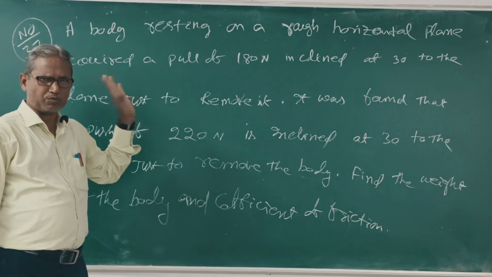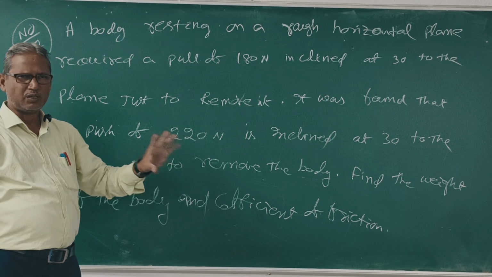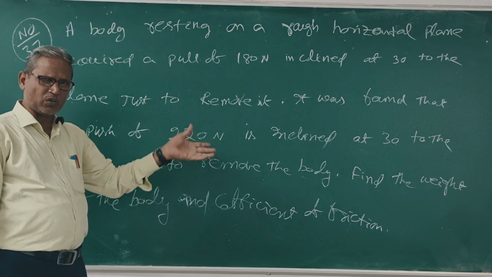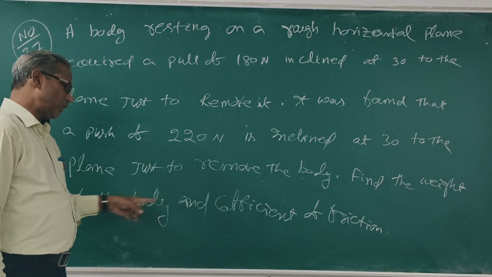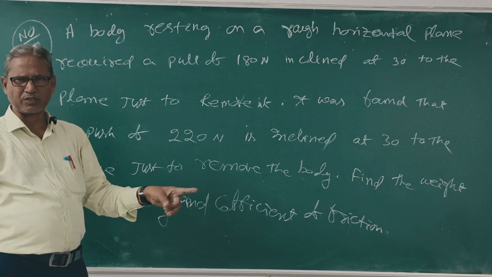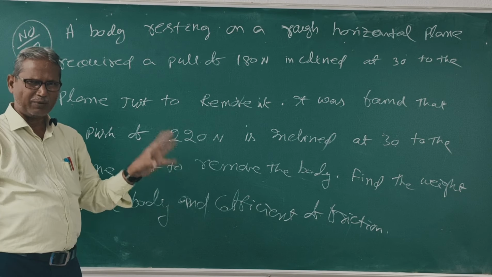Clear? The question is, a body resting on a rough horizontal plane requires a pull of 180 Newton inclined at 30 degrees to the plane just to move the body. It was found that a push of 230 Newton inclined at 30 degrees to the plane is just enough to move the body. What is the weight of the body and what is the coefficient of friction? Clear? This is the question. I will draw the figure.